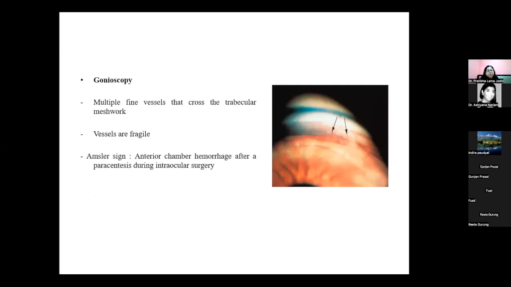In gonioscopy, we will see fine vessels in the trabecular meshwork, but these vessels are very fragile, but they are not associated with membrane, so it does not cause the angle closure. And Amsler sign is the sign of sudden bleeding in the anterior chamber during the surgery, when we enter the anterior chamber, or after the trauma.